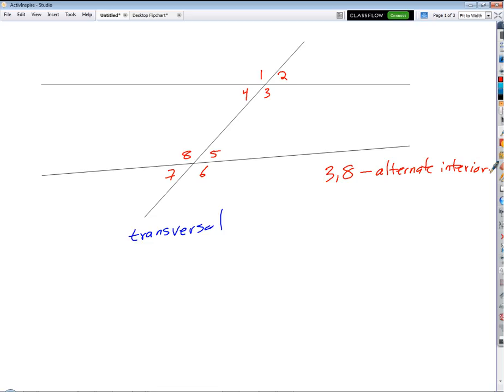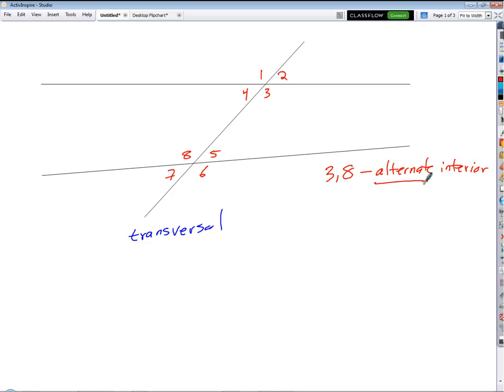How'd you get that? What about them is alternate? Do you remember? They're on different sides. Yeah, they're on different sides of the transversal, right? Alternate means opposite sides of the transversal. And then interior because they're inside the two lines, right? So that's how we name them that.